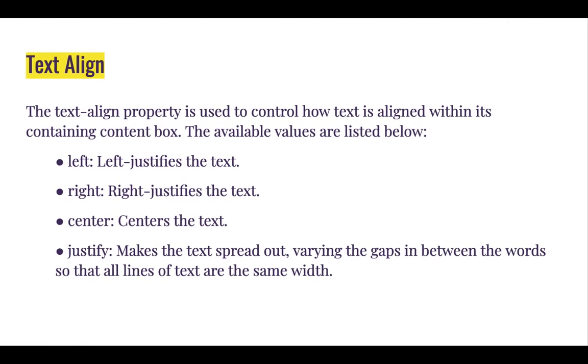The text align property is used to control how text is aligned within its containing content box. The available values are listed below. Left justifies the text to the left direction. Right justifies the text to the right direction. Center centers the text. Justify makes the text spread out, varying the gaps in between the words so that all the lines of text are the same width.